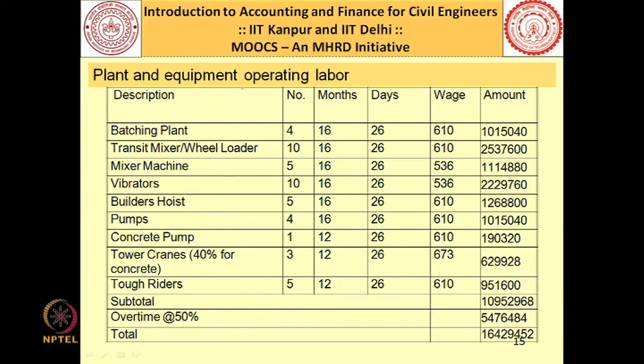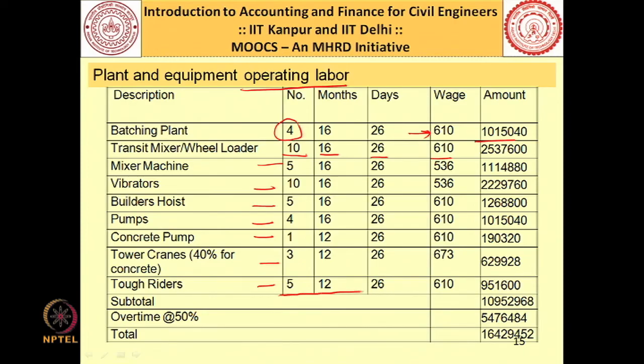Then comes operating labor. Each of these equipment would require involvement of workers. So, for example, batching plant I am assuming 4 workers for 16 months, 26 days, wages 610. These are the kind of workers, let us say semi skilled, that we are getting. Transit mixer we have 10 workers for 16 months, 26 days, 610. Likewise for mixer machine, vibrators, builder's hoist, pumps, concrete pump, tower crane, tough riders.